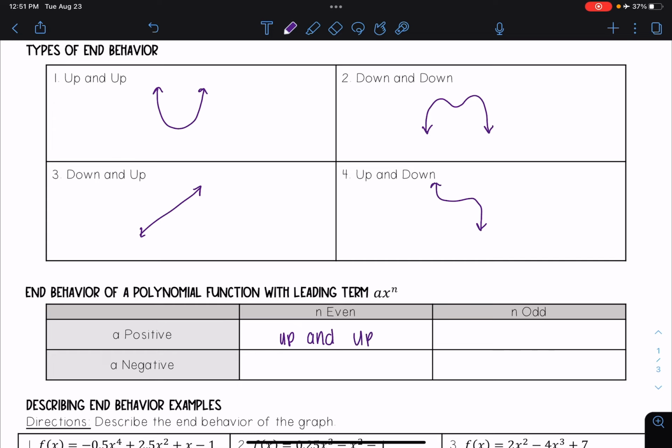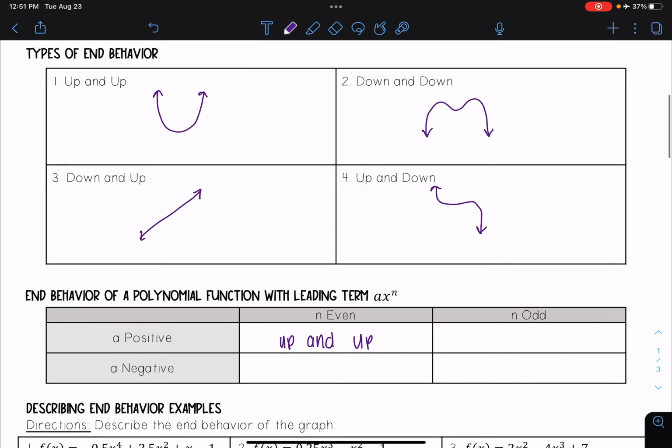Now when n is even and a is negative, that is when we will have up and down. Oh, sorry, down and down. Now when n is odd and a is positive, we'll have the end behavior down and up. And when n is odd and a is negative, we'll have the end behavior up and down.